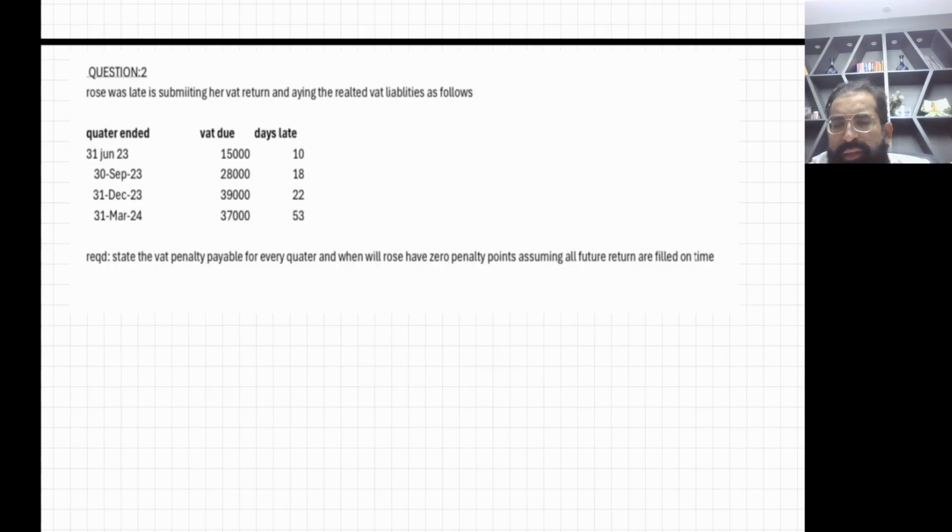I would request you to solve the VAT kit with the class. Now you should start the VAT kit, and once you complete CGT you should do the CGT kit, once you complete IHT you should do the IHT kit. So do it with the class. Okay, thank you and take care.